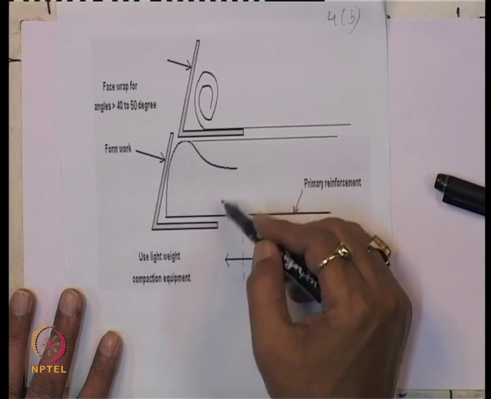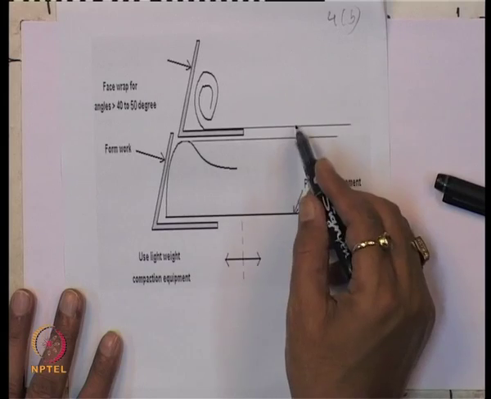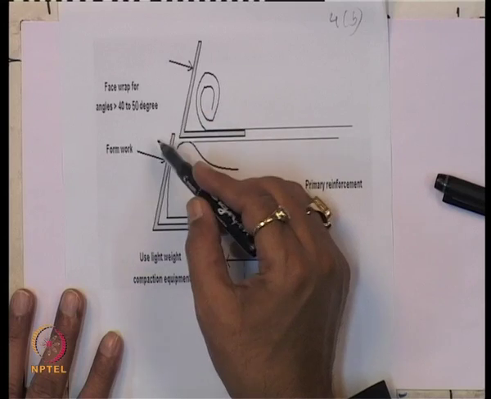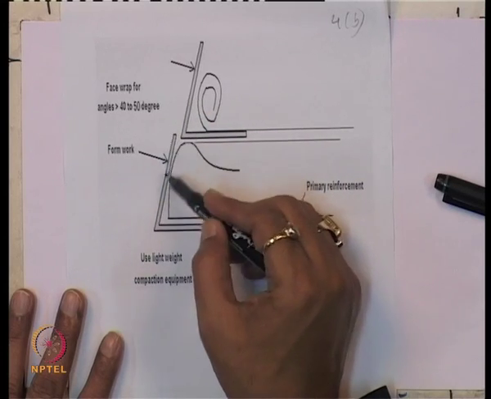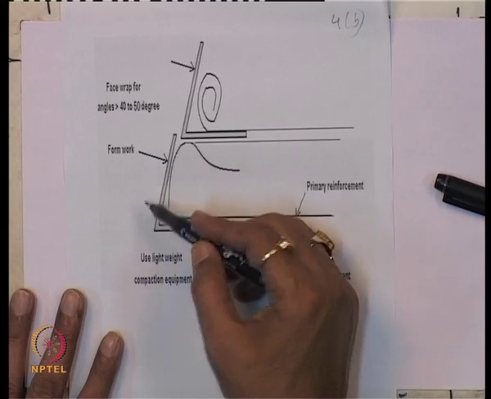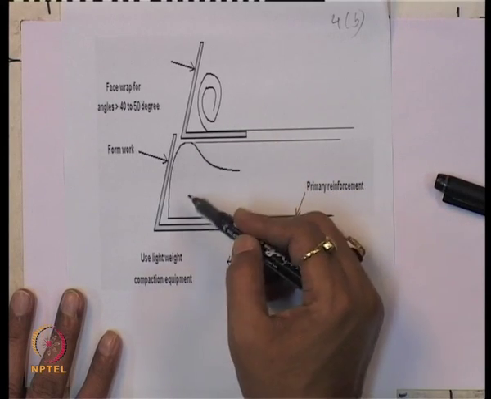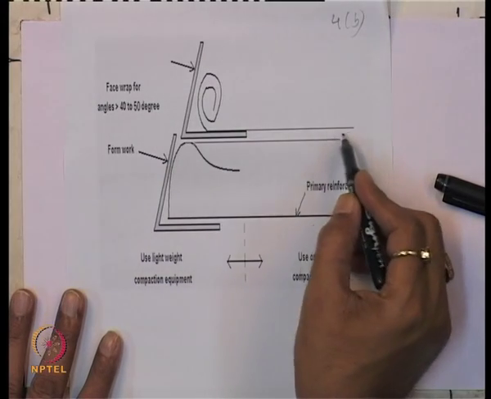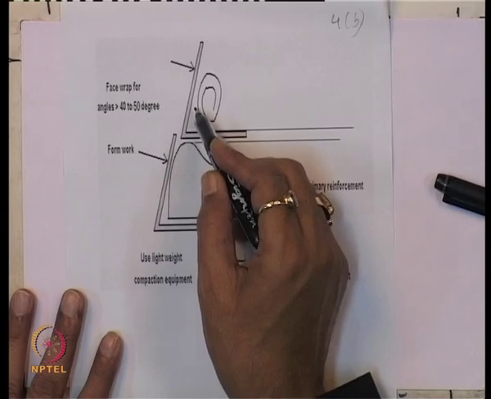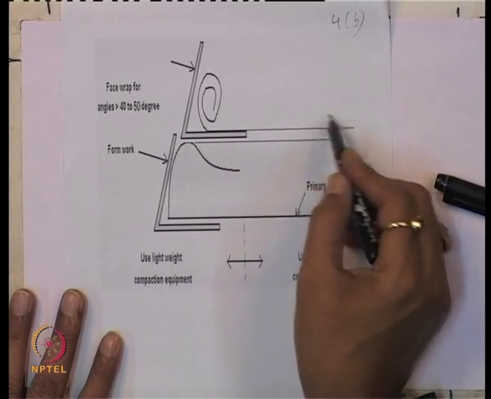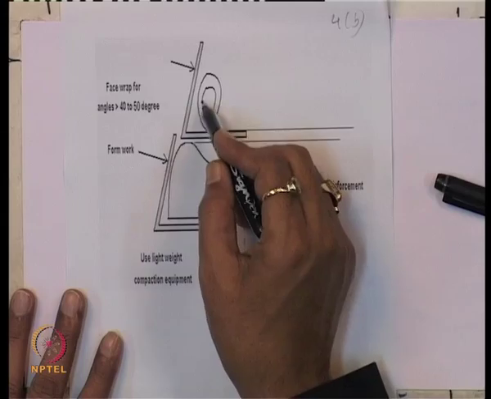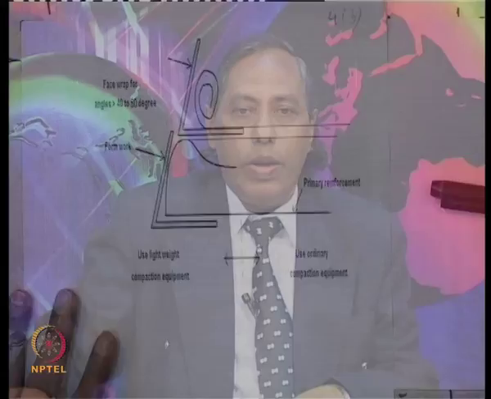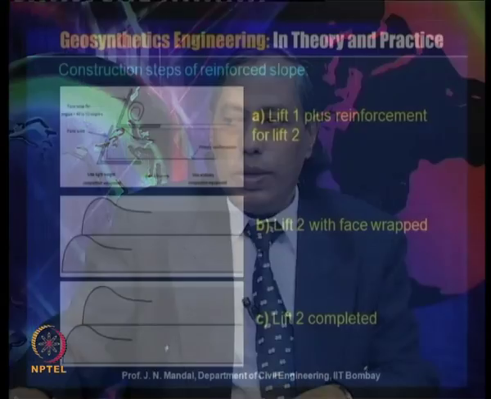So, one has to maintain that spacing between the two reinforcements. And this face wrap is for angles greater than 40 to 50 degrees. Then again you can remove the formwork, then you can place the formwork here, and then the geogrid, which is in roll form, can be opened and placed like this.